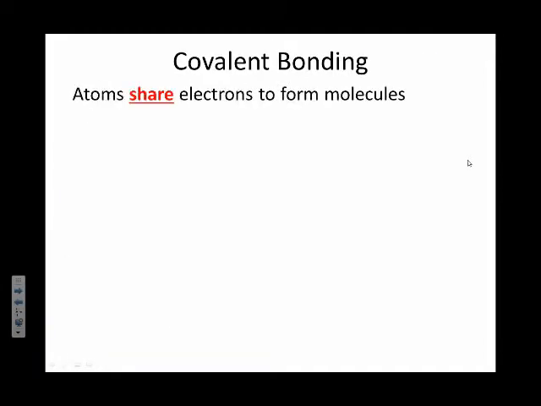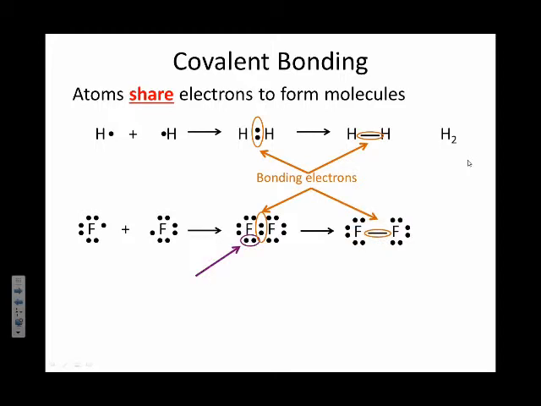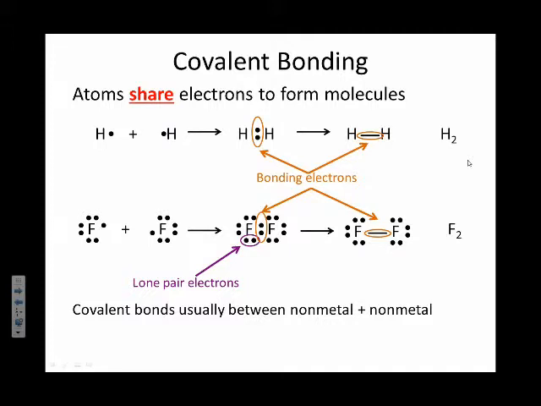Next is covalent bonding. This is where the atoms actually share electrons. So here is an example showing that two hydrogen atoms, which each have one electron, share and form the H2 molecule. Those are called the bonding electrons between the two hydrogens. Then we've got two fluorines together. Same thing, they're the bonding electrons between them, and the lone pair electrons are the other ones that aren't between the two atoms. Covalent bonds usually form between two nonmetals or more.